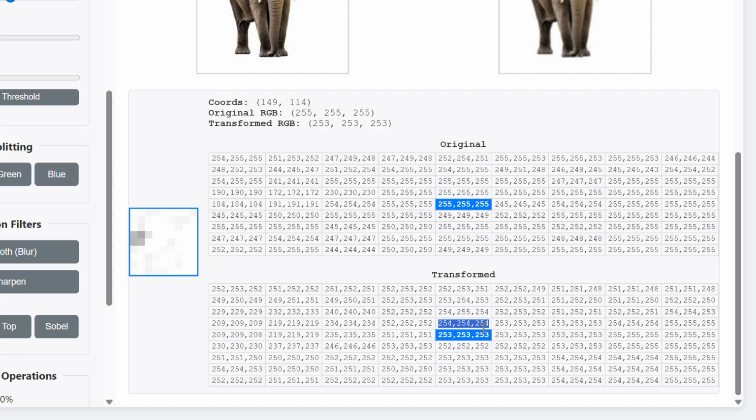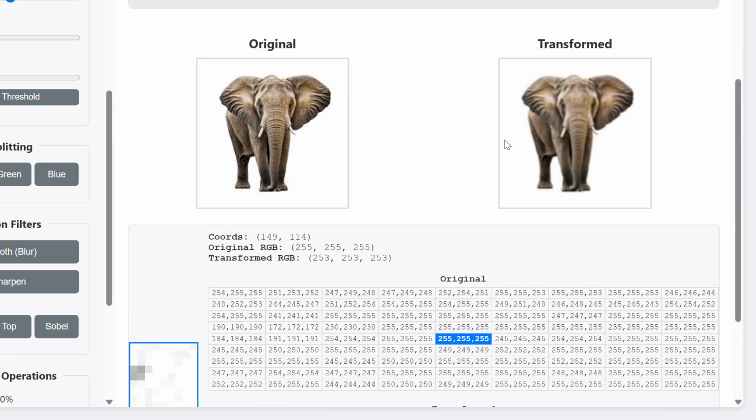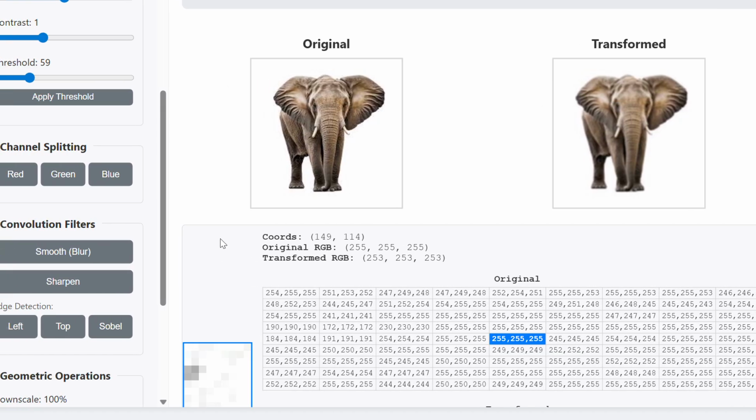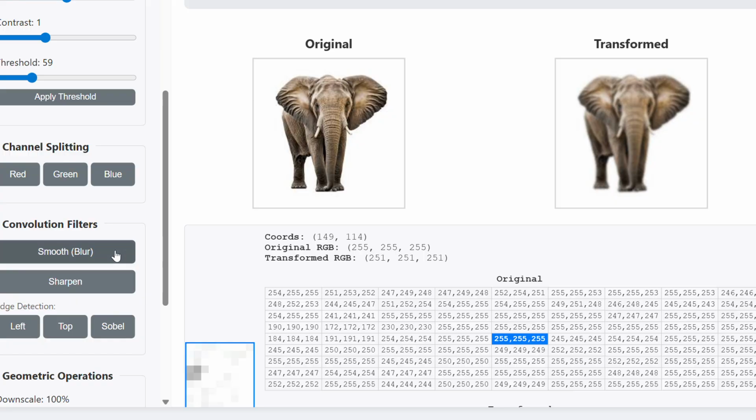Look at this, 254. So what is happening is we are taking the average of all these nine guys. Here, if you look at this, the transformed pixel will be the average of these nine guys. So look what happened: slightly this gets blurred because now it is getting averaged out. You can blur it again. If you keep blurring it, the image gets blurred again and again and again.